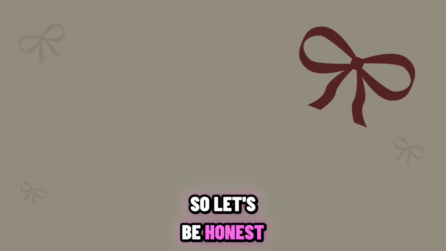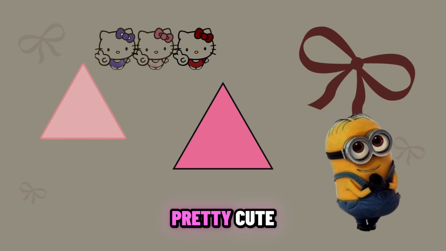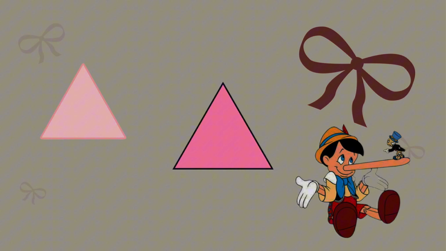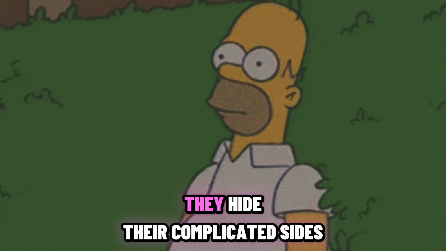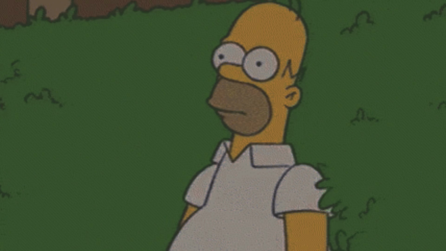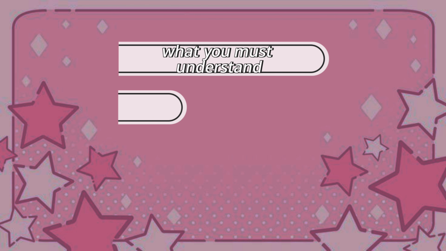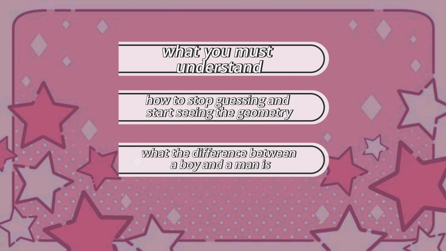So let's be honest. Triangles look innocent. 3 sides, 3 angles, pretty cute. But in advanced math, triangles are liars, just like boys. Nah man, they hide their complicated sides. And today we are breaking triangles down into what you must understand, how to stop guessing and start seeing the geometry, what the difference between a boy and a man is.